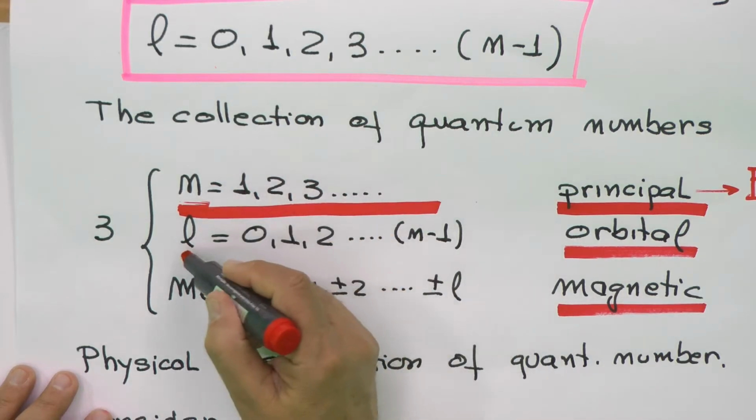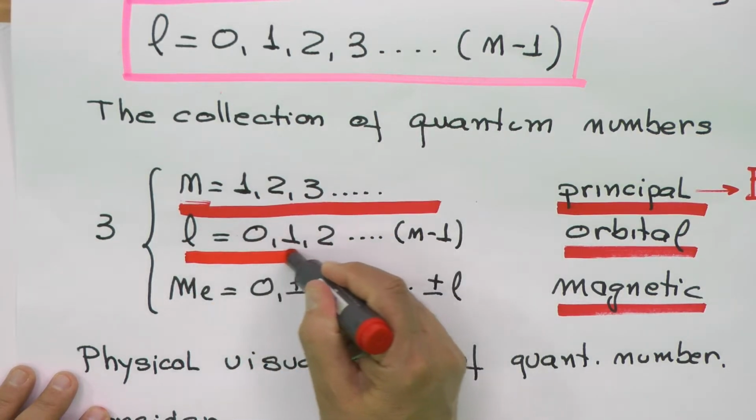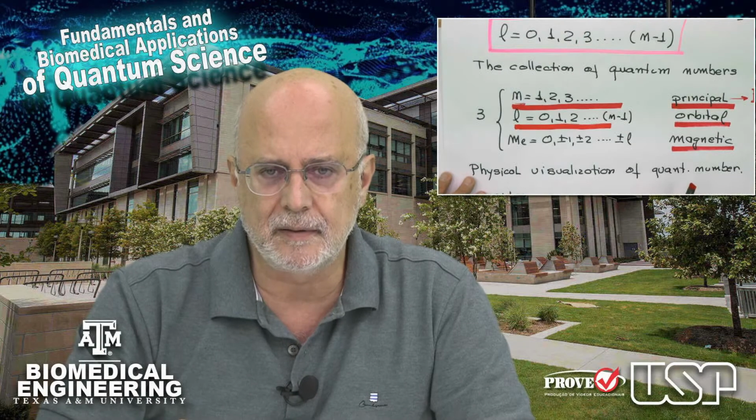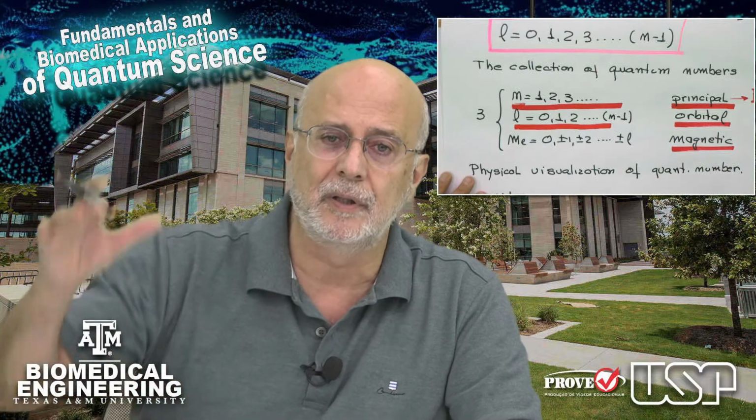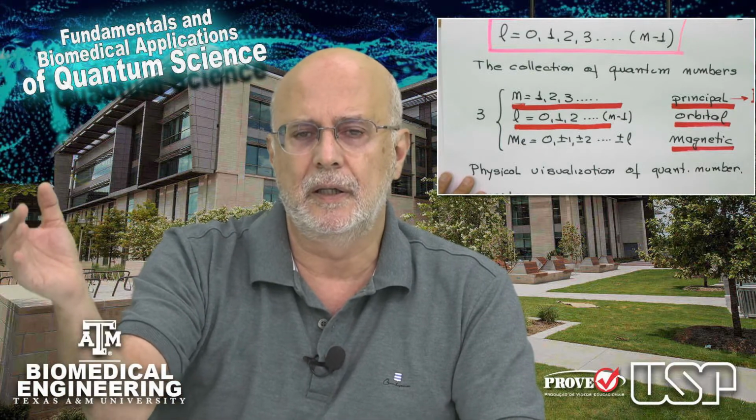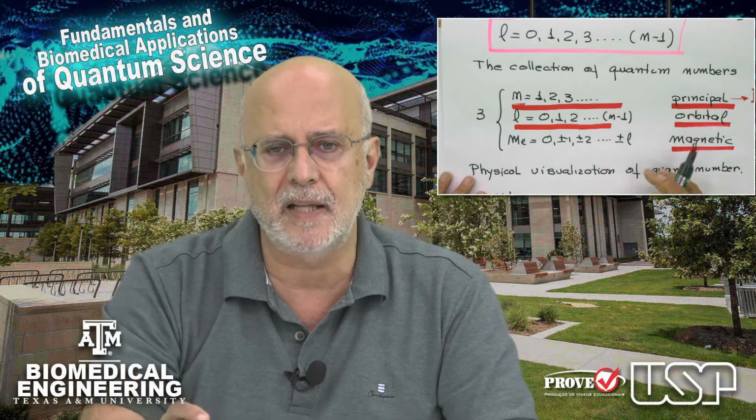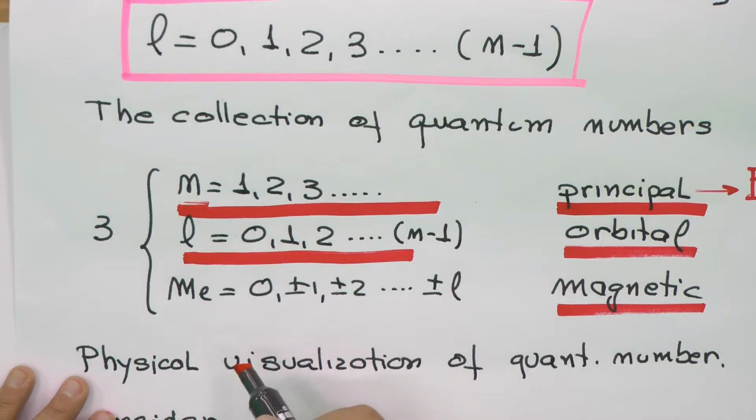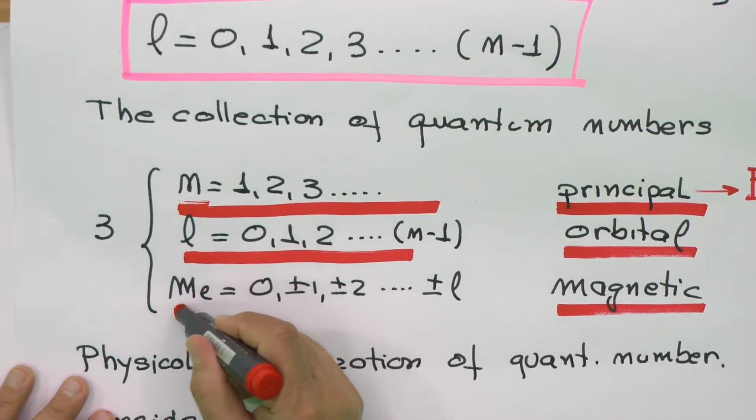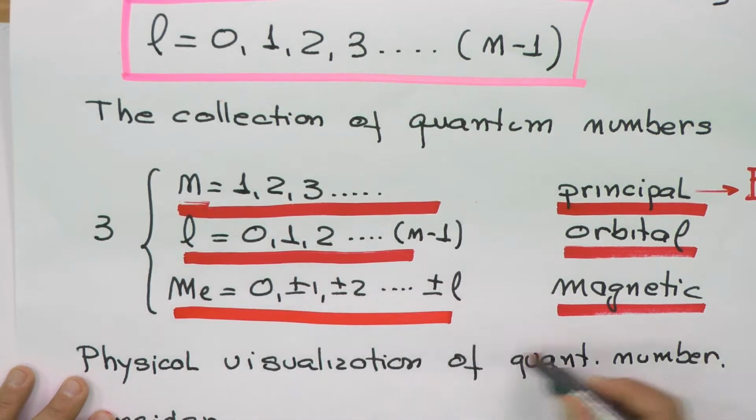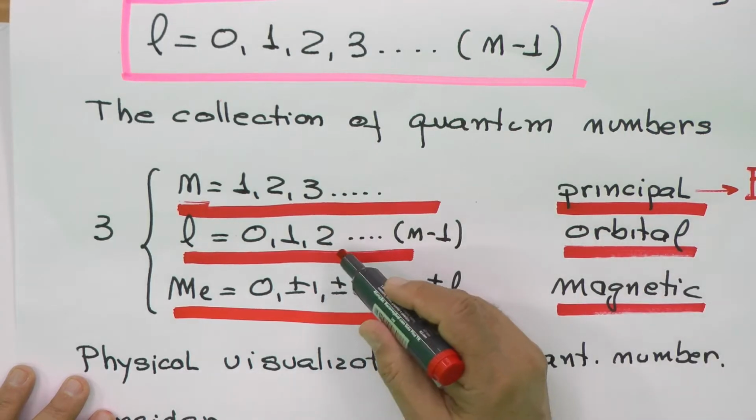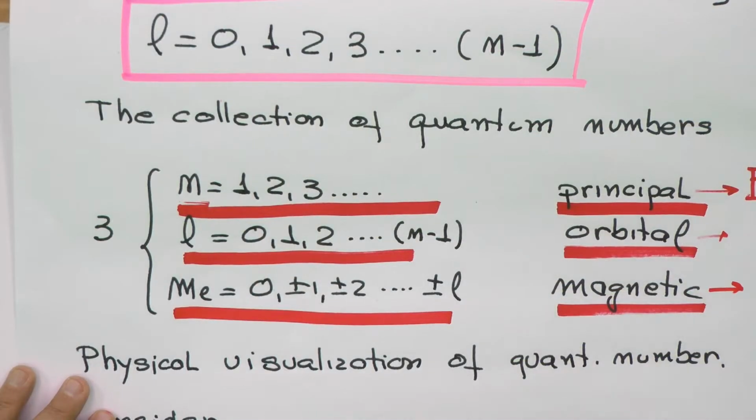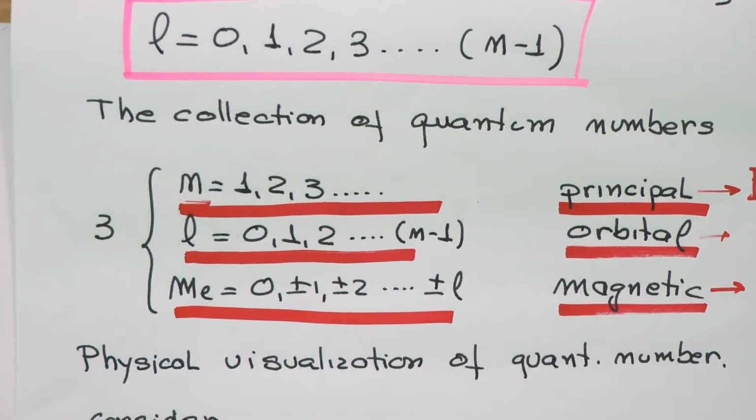Depending on n, we can have different L's, and L guarantees the existence of the theta dependence, which is the thing that goes around, right? Goes around crossing the plane. The theta is the angle with the z axis. And for a given L, if L exists, there are also possibilities for ML, which is called the magnetic. This one is called the orbital quantum number, and this is called the magnetic quantum number for reasons that I'm going to explain.